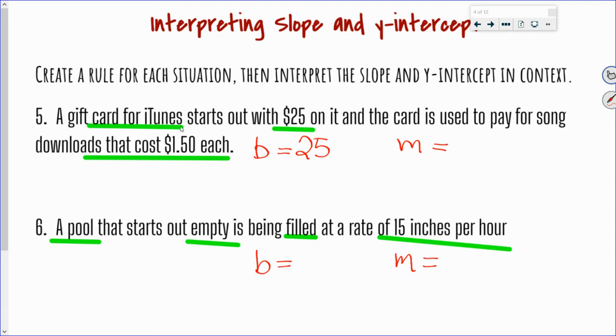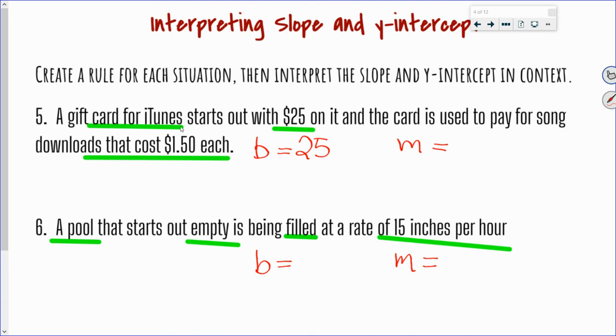Now, I'm betting you get this next question wrong. I'm betting you're not going to get this right. So, what is my rate of change? $1.50. Ooh, I led you astray. What is it? Is my rate of change $1.50? Think about it. Negative. A negative $1.50.